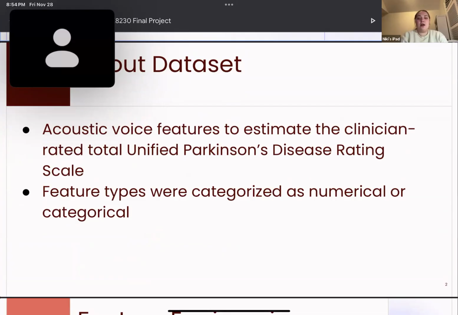Most of the feature types were numerical, such as the jitters and the shimmers. The only feature that was categorical was the sex, where the males were classified as 0 and females as 1.